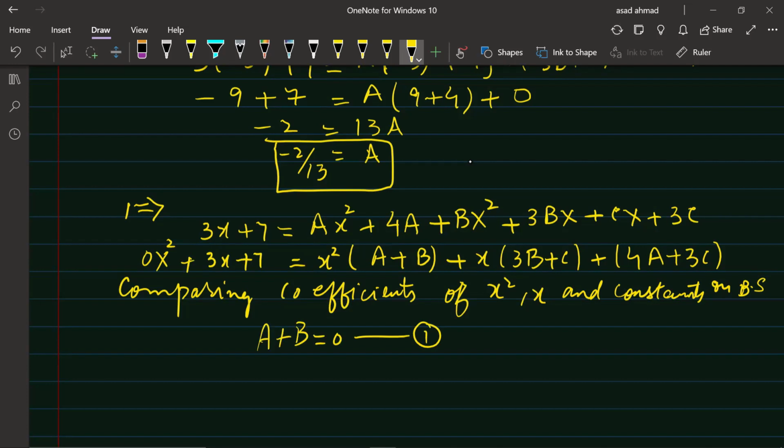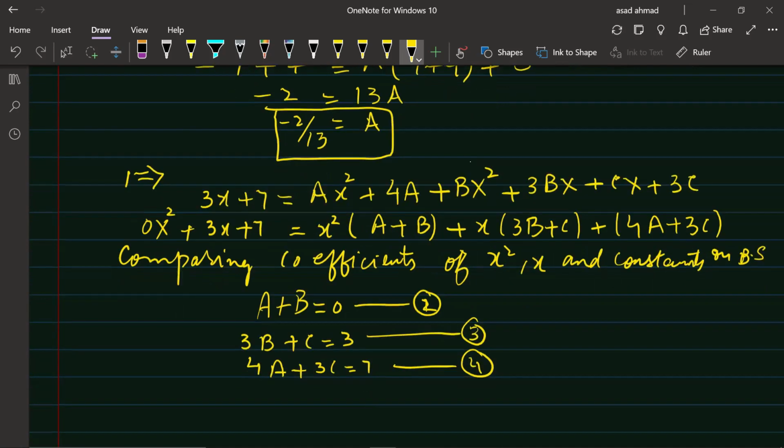So it will be, you can say, equation number 2, because we already marked equation number 1 above. So 3b plus c will be compared to the coefficient of x on the left hand side, that is 3. This would be the third equation. And finally we will have 4a plus 3c equals 7. These are the constant terms, the comparison of constant terms.